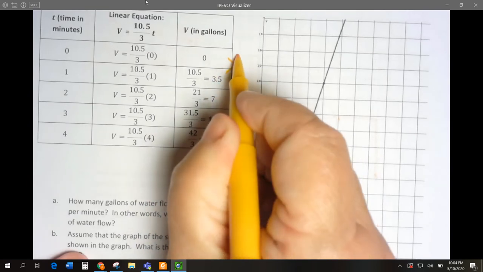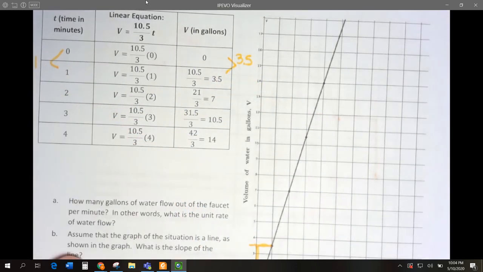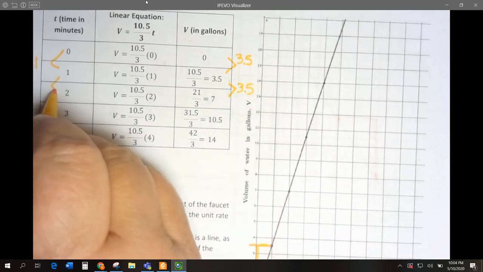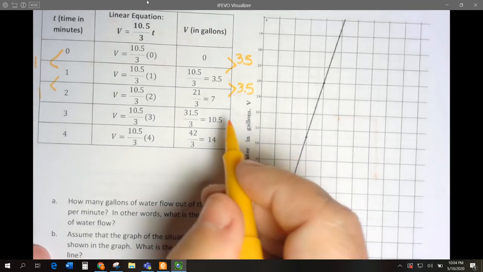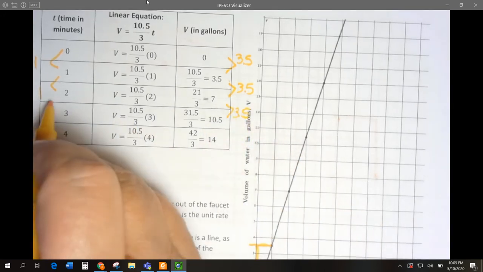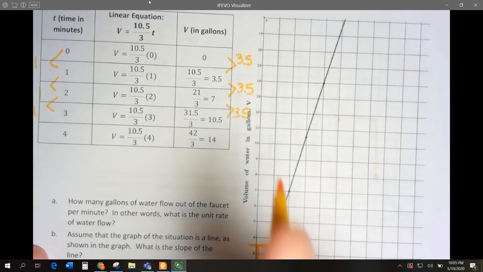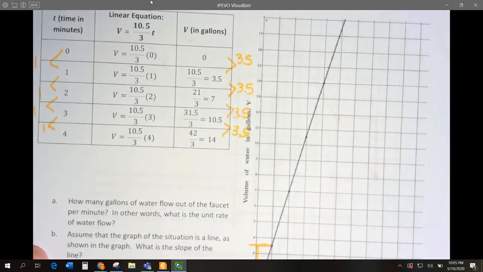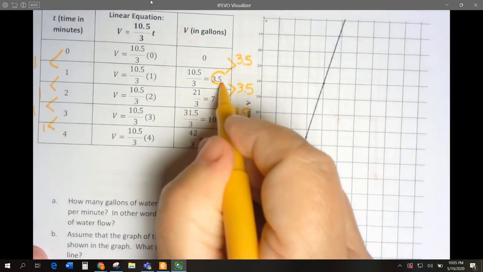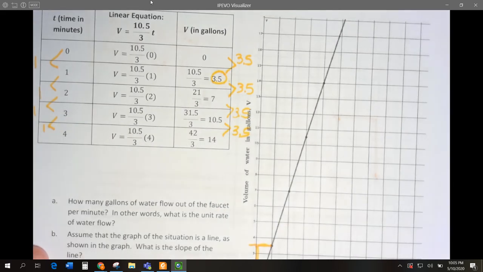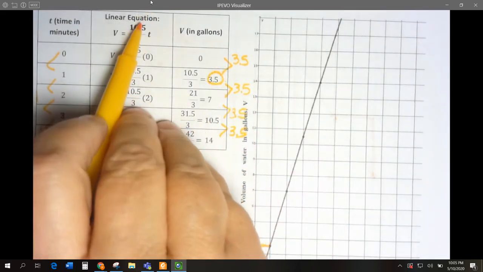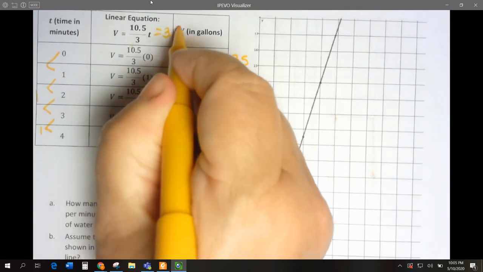We can also look at this. Here, we changed by 3.5, right, when we went up 1 here. We go up from 3.5 to 7, so we're going up 3.5 with 1 here. We're going up 3.5 here when we go from 2 to 3. 10.5 to 14, we're going up 3.5 when we go up 1 more gallon. So each time we're going up 3.5 gallons. So our slope is the 3.5. We can also realize that 10.5 divided by 3 is the 3.5.